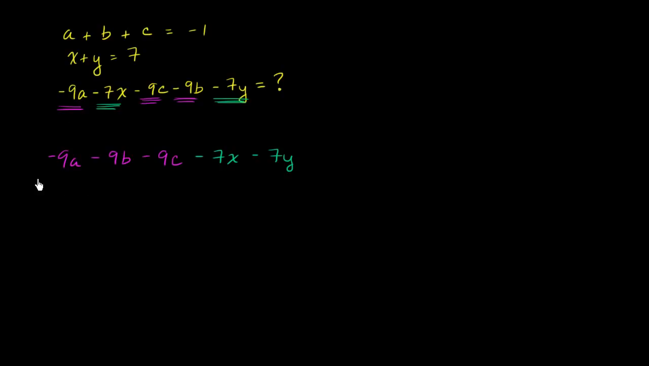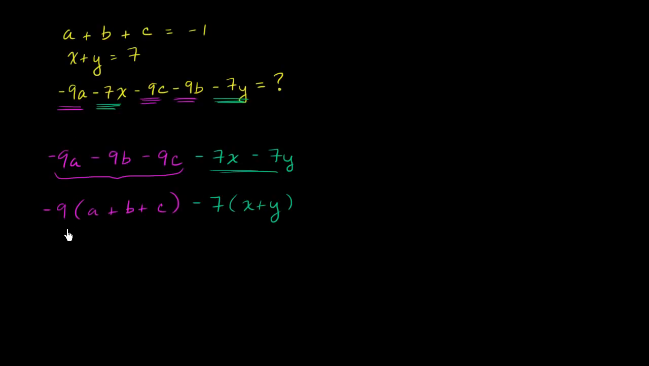These first three terms, I can factor out a -9, and I get -9 times (a plus b plus c). And these second two terms, I can factor out a -7, giving -7 times (x plus y). And just to verify, if you wanted to go the other way, multiply -7 times (x plus y), you'll get this. Multiply -9 times (a plus b plus c), distribute it, and you'll get this right over here. So this makes it a little bit clearer.